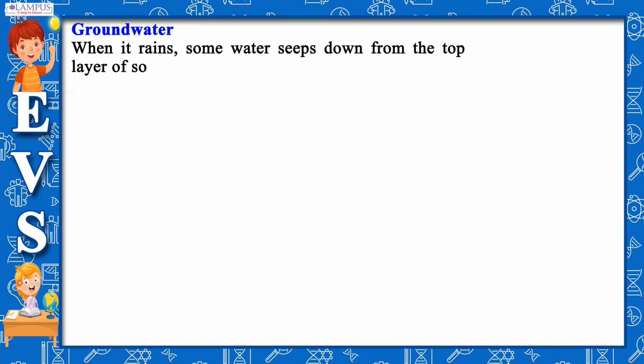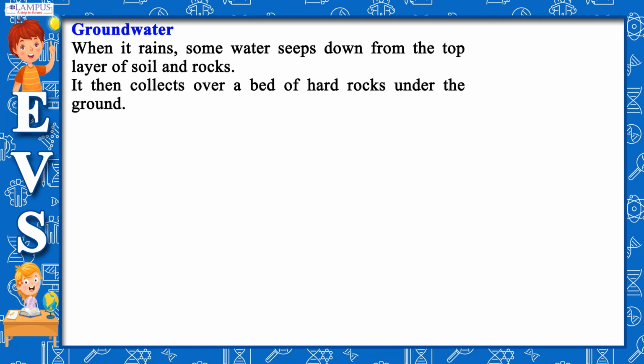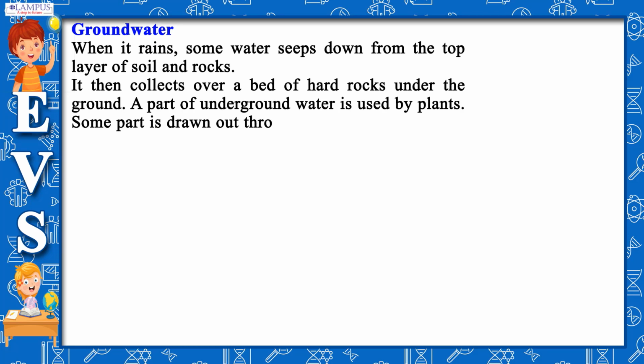Groundwater. When it rains, some water seeps down from the top layer of soil and rocks. It then collects over a bed of hard rocks under the ground. A part of underground water is used by plants. Some part is drawn out through the wells, hand pumps and tube wells.